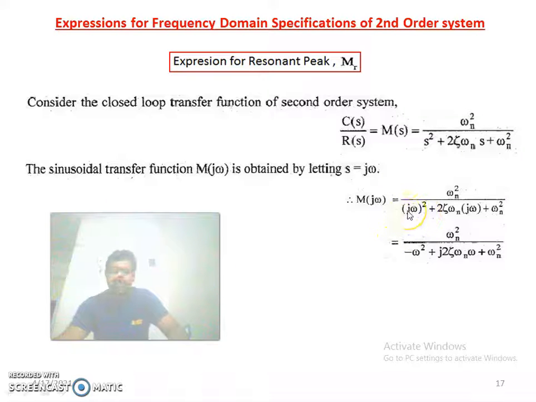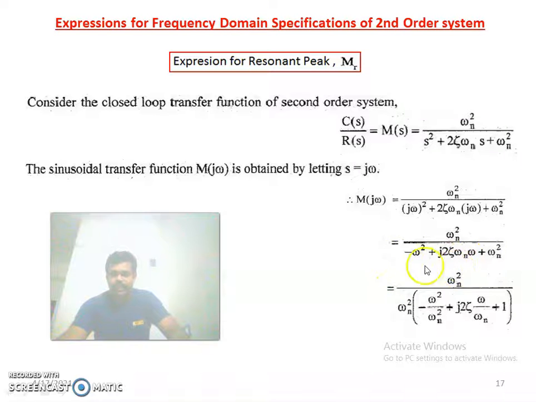Here j square is nothing but minus 1, then omega square. So you are getting minus omega square, and here you are getting j into 2 zeta omega n into omega plus omega n square. So from this we are taking omega n square common. So here we will be getting omega square divided by omega n square plus 2 zeta into omega by omega n, plus omega n square divided by omega n square, you will be getting 1. Then we can cancel this omega n square and this omega n square.